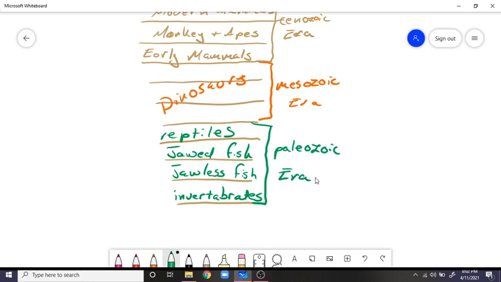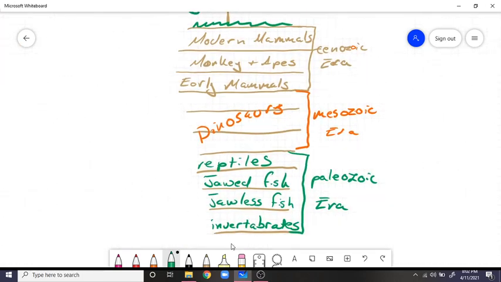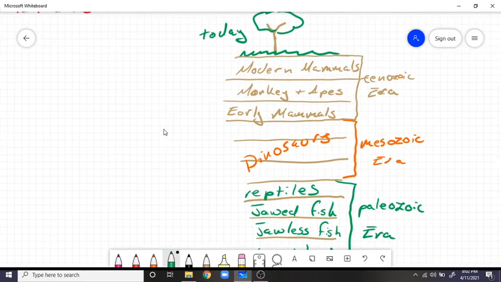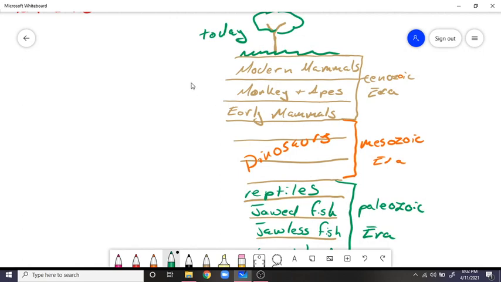So as I dig down through the layers, I'm going to dig back and find the earliest fossils are going to be small things like insects, then fishes, then reptiles, dinosaurs, early mammals, monkeys, apes, modern mammals. So as I go down through the layers of the earth, I'm going to go further back in time. So the deeper you dig, the further back in time you go.